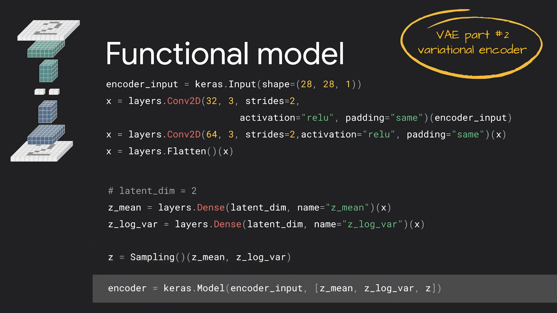To do that in the Keras functional API, you call the model class with the first input and the last output of the graph of layers. Here, the encoder takes an image and outputs both the mean and variance of the probability distribution, as well as the point sampled from this distribution, called Z.